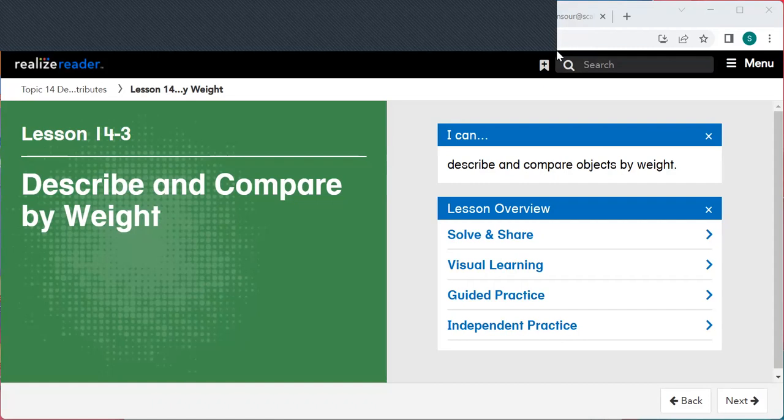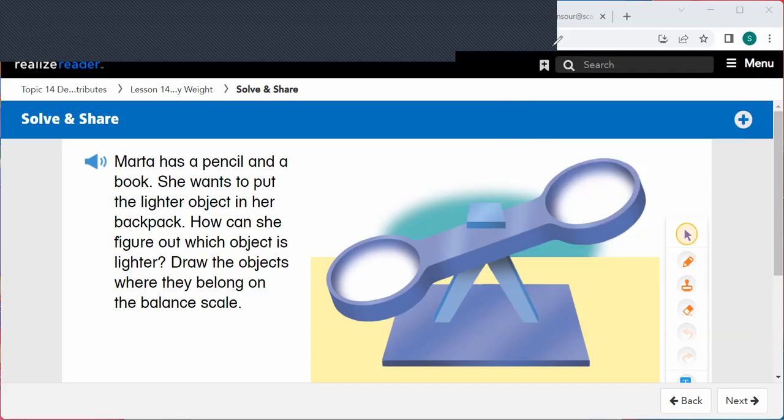We are on lesson 14-3. Describe and compare by weight. Let's look at our first problem.